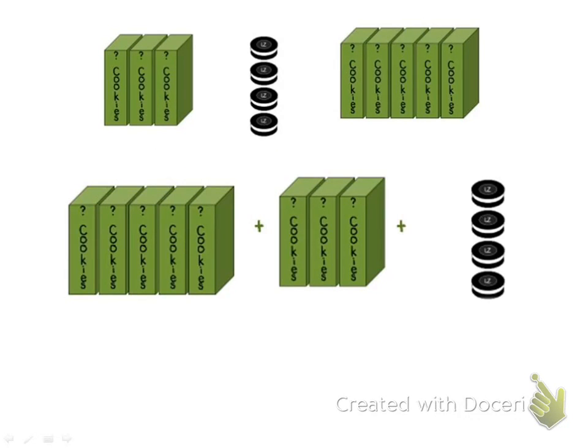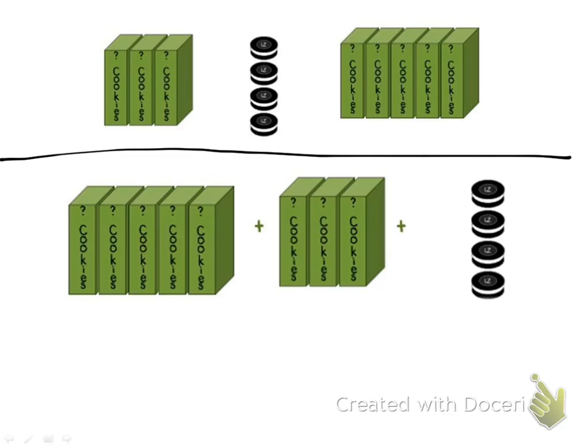All right, we're going to think about another situation here. We need to figure out how many cookies in total we have. Just look at the first half. Here we have 3 boxes of cookies. Here we have 4 individual cookies, and here we have 5 boxes of cookies.